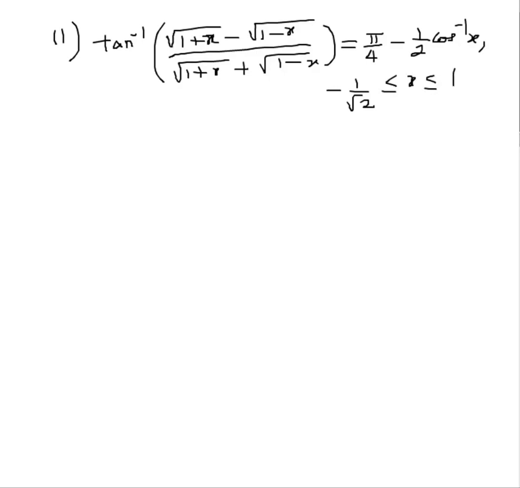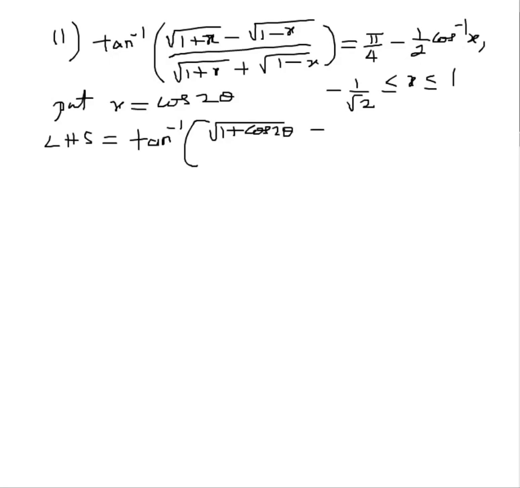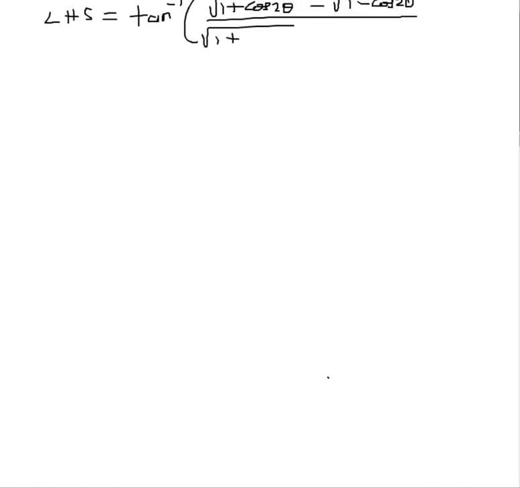Since we have root of 1 plus x as well as root of 1 minus x, we will go for the cos 2 theta substitution. We will substitute x as cos 2 theta. Therefore, LHS will become tan inverse of root of 1 plus cos 2 theta minus root of 1 minus cos 2 theta divided by root of 1 plus cos 2 theta plus root of 1 minus cos 2 theta.